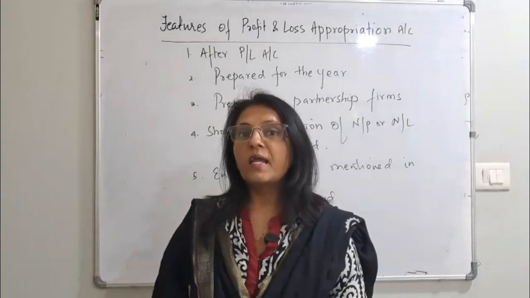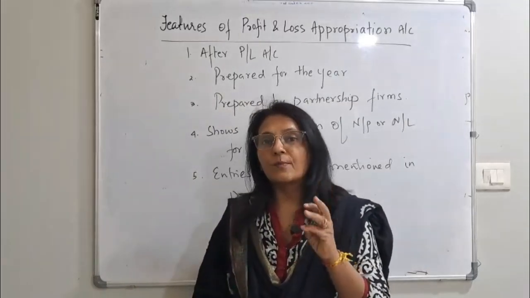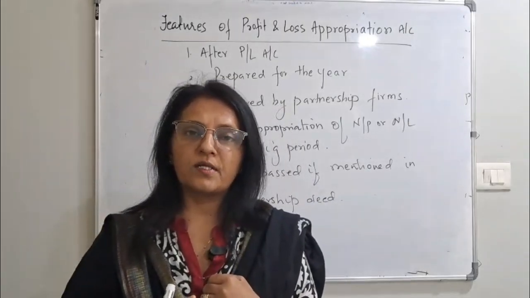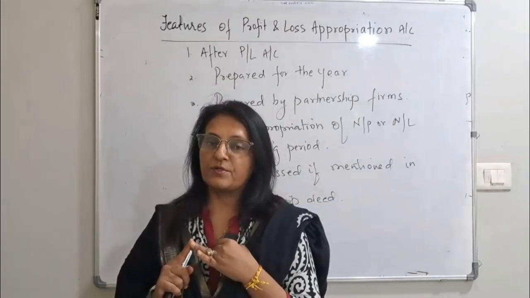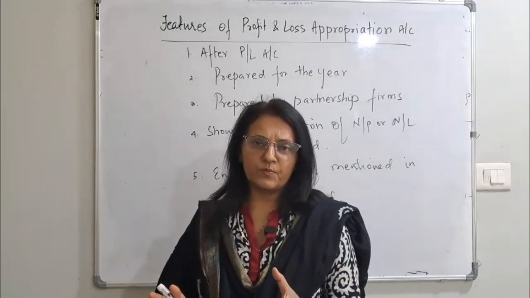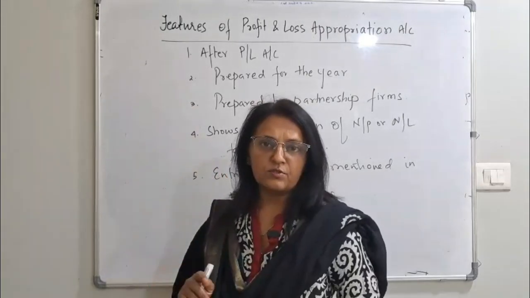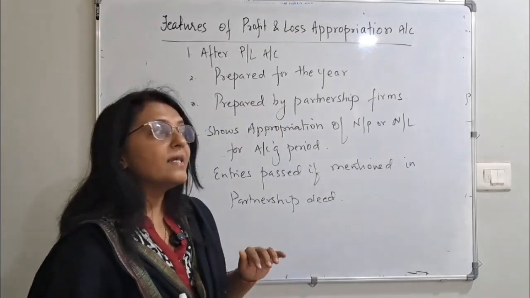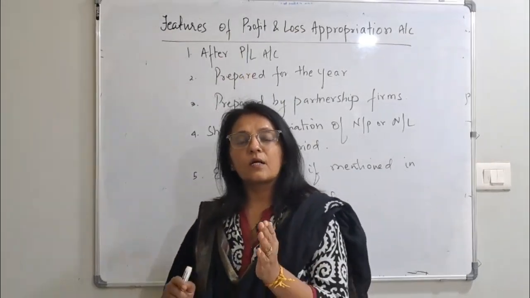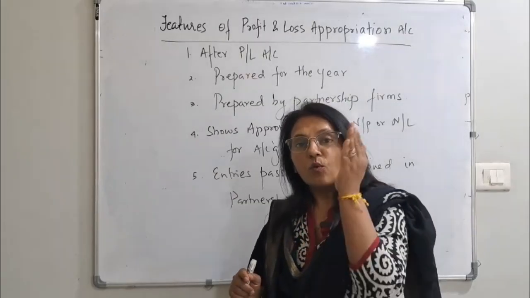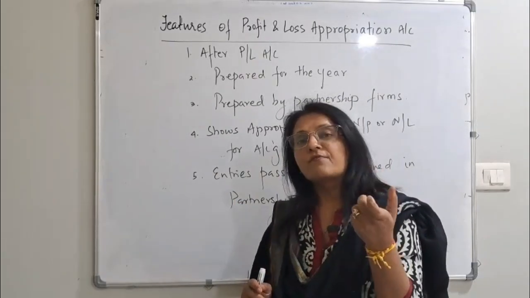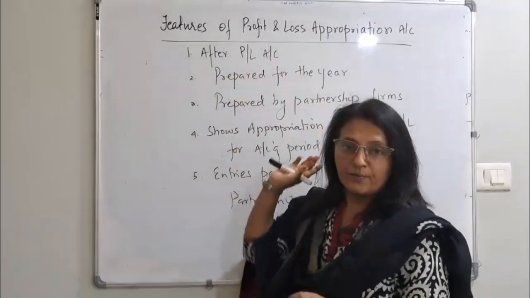Previous class we have done profit and loss appropriation account. We have seen the format of profit and loss appropriation account. We have seen the journal entry of the profit and loss appropriation. So what is this profit and loss appropriation? These are the features that we have already written on the board. First thing is, it is an extension of profit and loss account, which means profit and loss appropriation account is prepared only after profit and loss account. You get profit, you get loss, only after that you prepare profit and loss appropriation account.